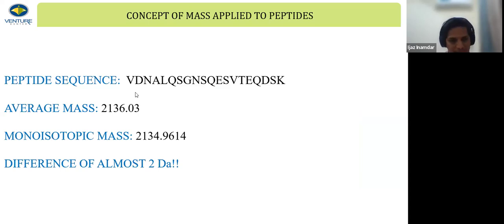Now, if I apply the concept of average mass and calculate the average mass of this peptide, it comes to around 2136.03. But if I use the concept of monoisotopic mass, it comes to around 2134. So for the same molecule, you can appreciate the difference: average mass 2136, monoisotopic mass 2134. The difference is almost 2. When you are working with a very complex data set, you need to be very precise about what mass you are expecting. For an Orbitrap instrument, I am expecting the monoisotopic mass. So you can appreciate the importance of the type of mass and the type of mass spec that you should use. That depends upon your knowledge of monoisotopic mass and what should show up. This slide demonstrates the importance of what we talked about in the last two slides.